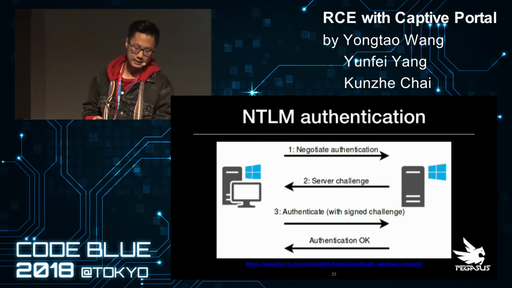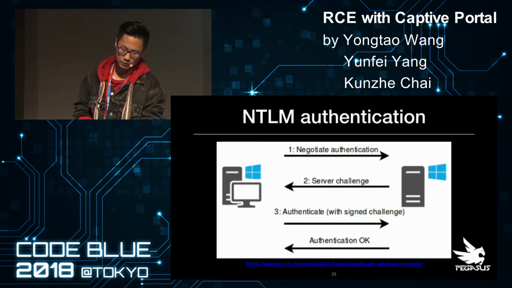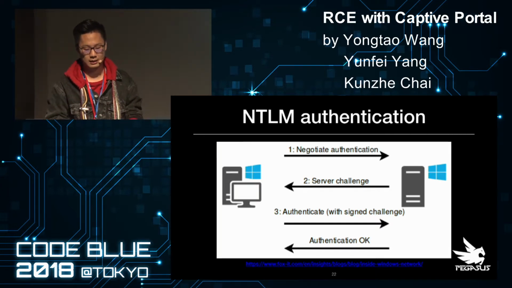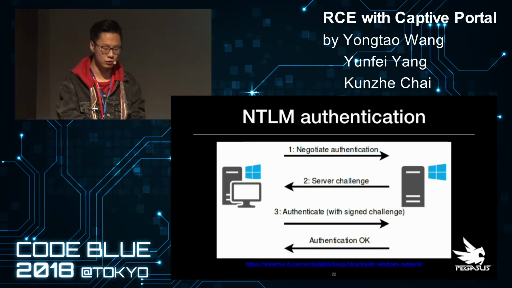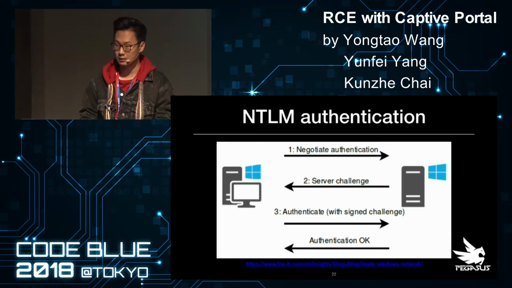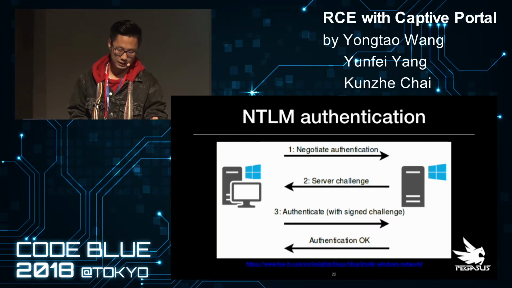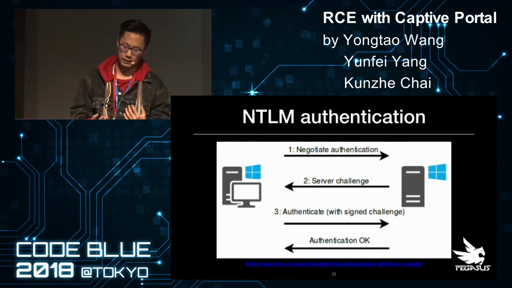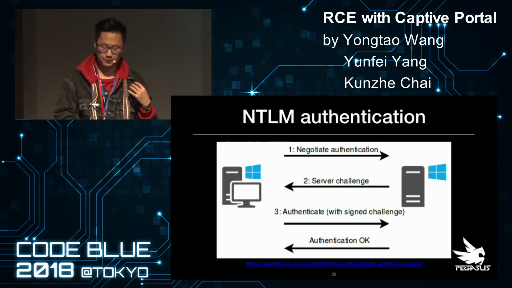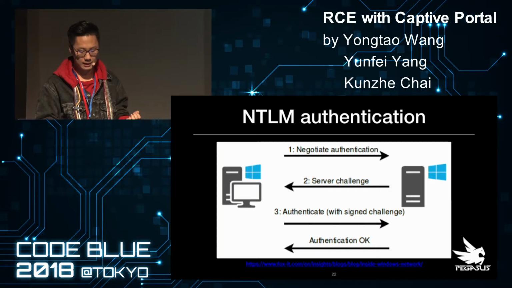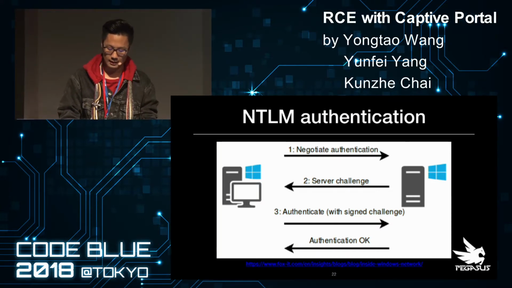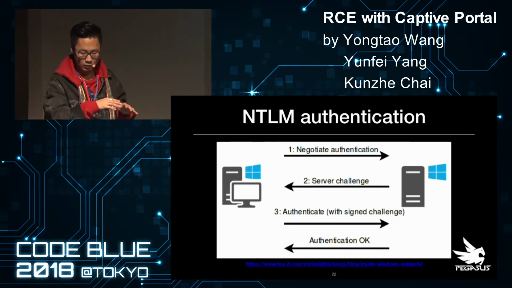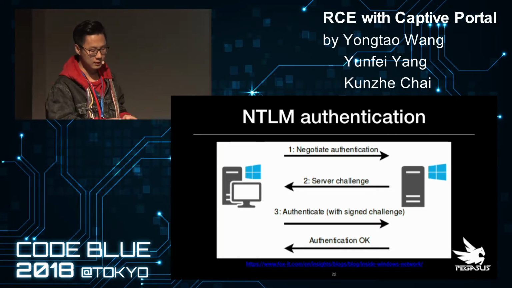Finally is the authentication response. The client sends back the response based on the challenge and includes the username and domain to which the password belongs. After the three messages are exchanged, the server replies with a message indicating that the authentication was successful or that the authentication failed.